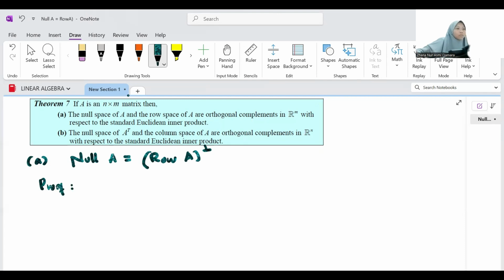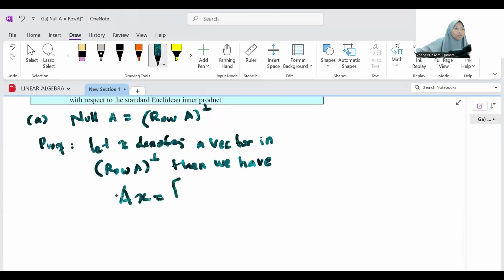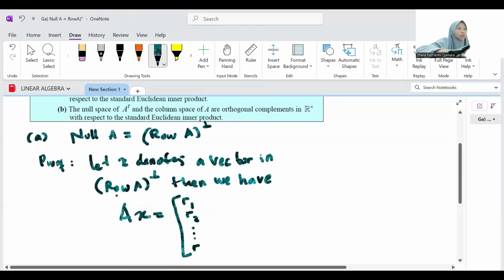we want to prove that if we let x denote a vector in the orthogonal complement to the row space of A, then we have that Ax equals a matrix with row vector 1 of A, row vector 2 of A, and so on until row vector n of matrix A, because A has n rows.